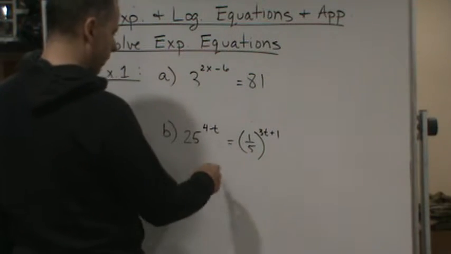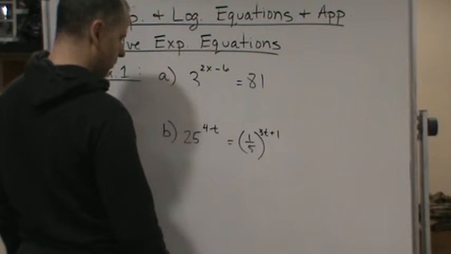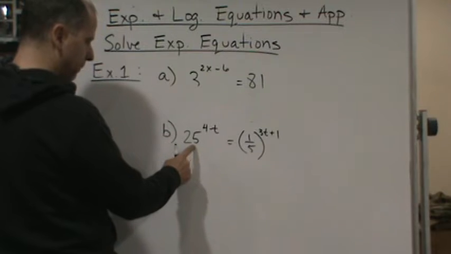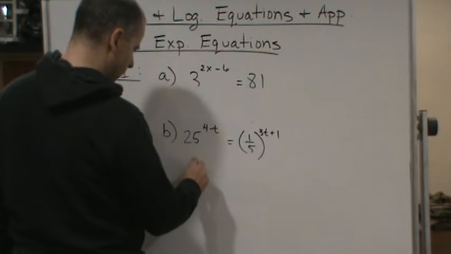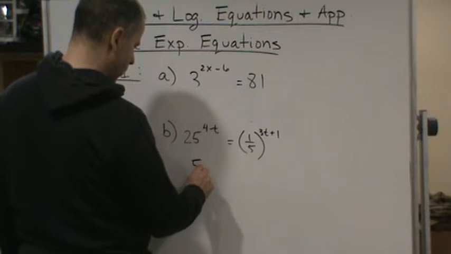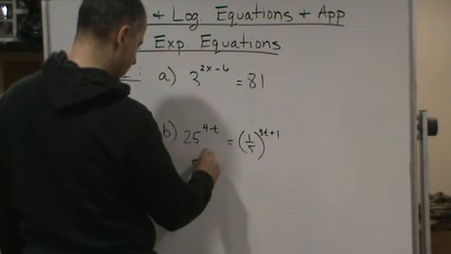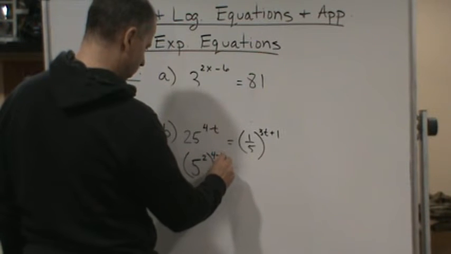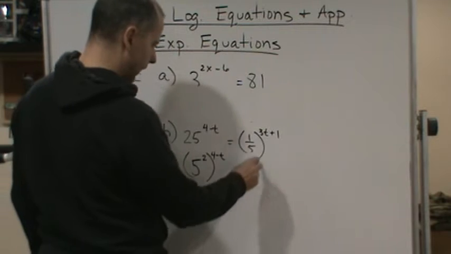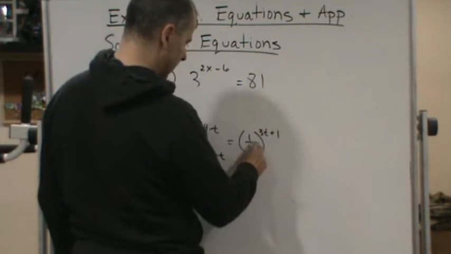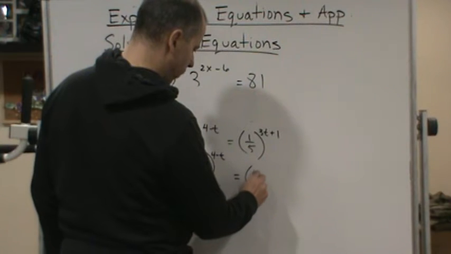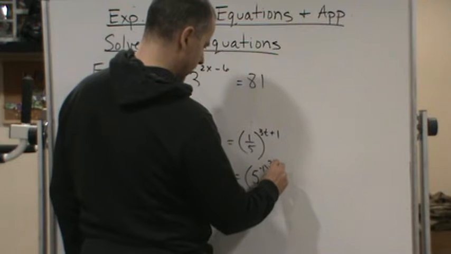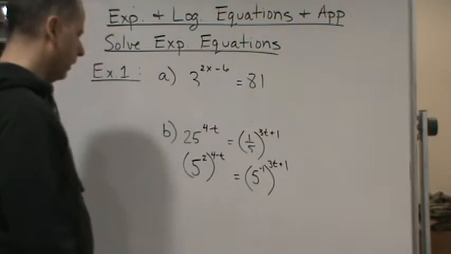Okay, so now they don't have a common base. So the first thing we need to do is find a common base. Well, this has a 5 in it. I can make this with a base of 5. So this I can write as 5 to the what? This would be 5 squared raised to the 4 minus t. Okay? I can write this as 5 to a power because this is just 5 to the negative 1 power, right? And that's raised to the 3t plus 1, okay?